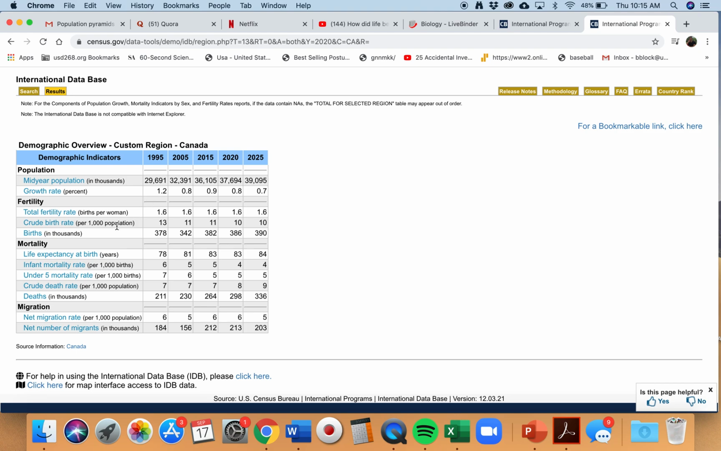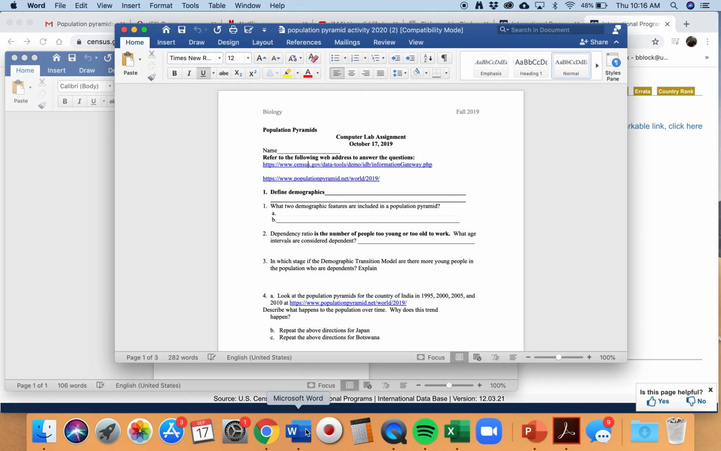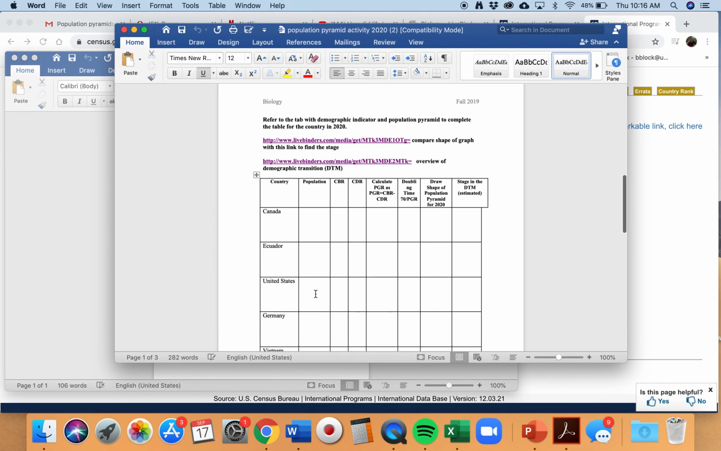It wants crude birth rates, so their crude birth rate is 10. It wants crude death rates. Their crude death rate is 8. Okay. So that fills out the first 3 columns.